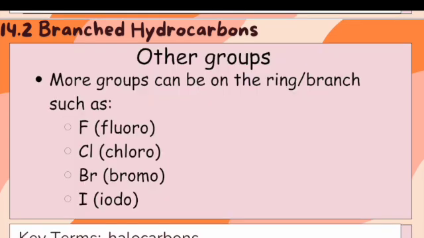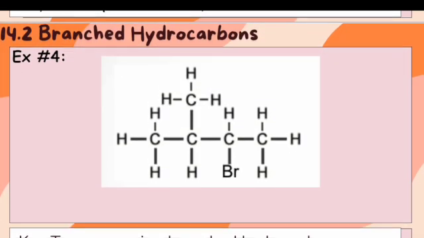Okay, groups don't always have to be like methyls, ethyls, and propyls. They can be composed of other things like halogens. So halogens are your group 17 elements, like fluorine, chlorine, bromine, iodine. We also call these halocarbons. Okay, so when there's a halogen attached to a carbon in one of these hydrocarbons. And any of these can be attached to a carbon. Let's just look at an example here.